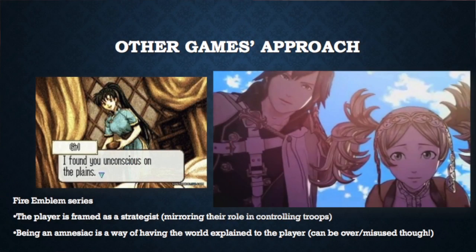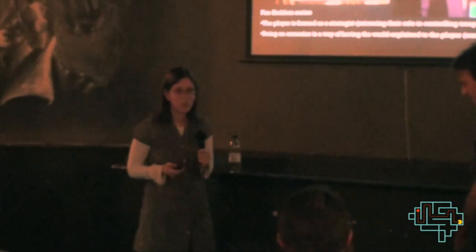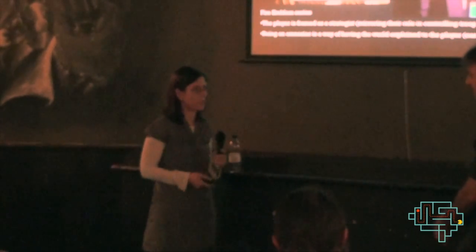The Fire Emblem series has decided to make the player control a strategist character. They've chosen this, probably in part, to mirror the player's role in controlling troops by letting them control a strategist who makes similar kinds of decisions about the other characters in the game. One thing they do is make you an amnesiac as a way to explain to the player what's going on, because they've been thrust into this random fantasy medieval world. We don't necessarily recommend that you do the same with your game, because that's obviously been overused, but in this case it sort of worked.